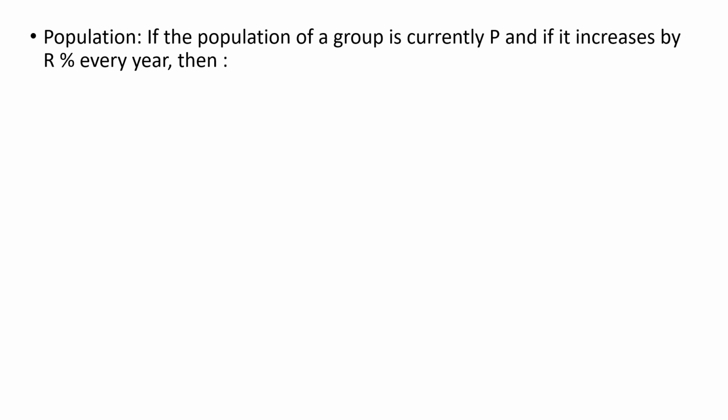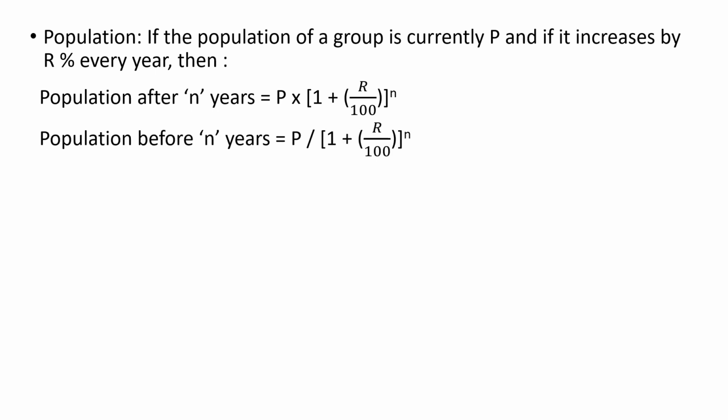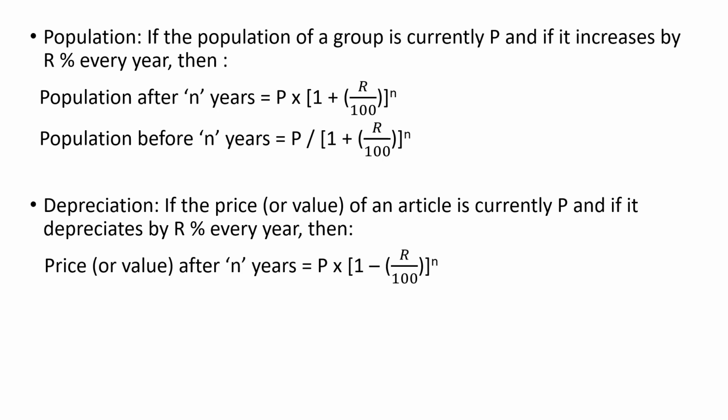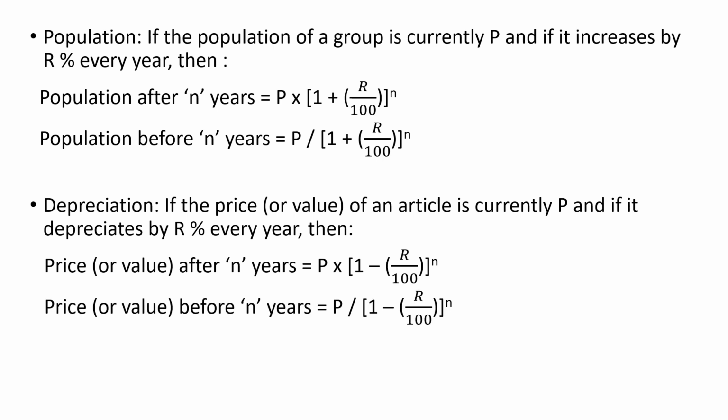If the population of a group is P and it increases every year by R%, then the population after n years will be P into 1 plus R by 100 whole to the power n, and the population before n years will be P divided by 1 plus R by 100 whole to the power n. Depreciation: if the price of an article currently is P and it depreciates by R% every year, then the price after n years will be P into 1 minus R by 100 whole to the power n, and the price before n years will be P divided by 1 minus R by 100 whole to the power n.